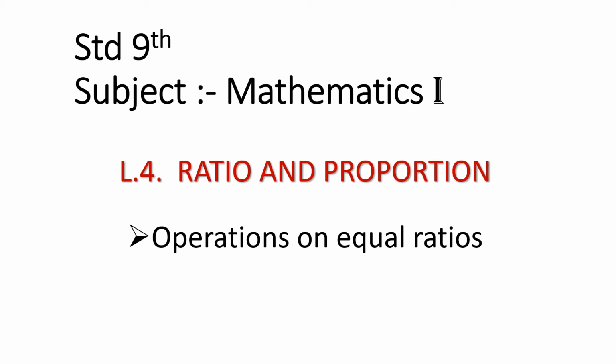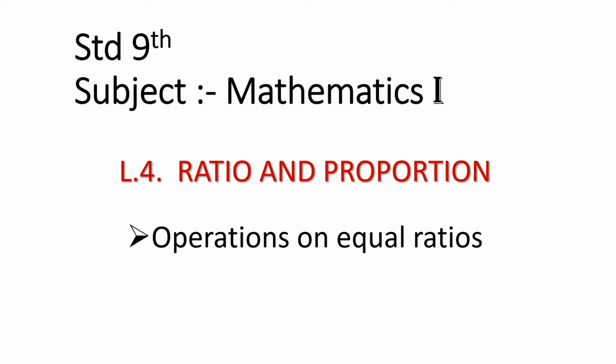In the last period, all of you had studied comparison of ratios. The numbers A, B, C, D being positive, the comparison of ratios can be done by A upon B, C upon D using some rules. All those rules you had studied. Now today in this session we are learning some properties on equal ratios, that is operations on equal ratios.